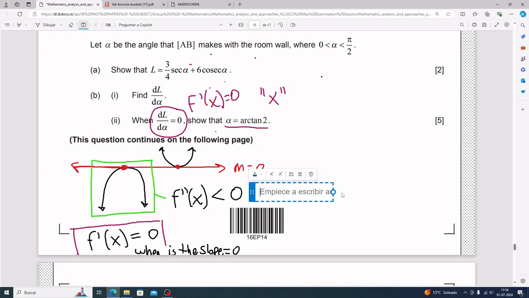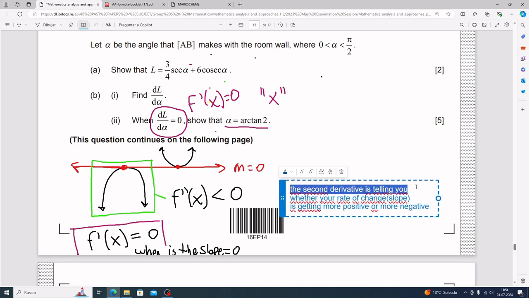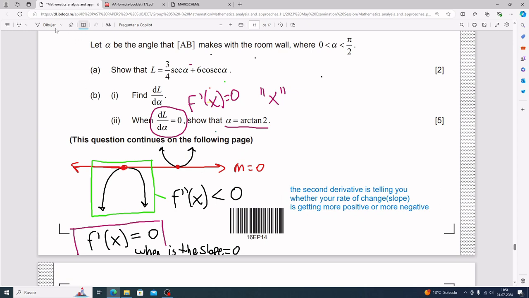The second derivative is telling you whether your rate of change or slope is getting more positive or more negative. So in this case right here, you would have a second derivative that is negative.